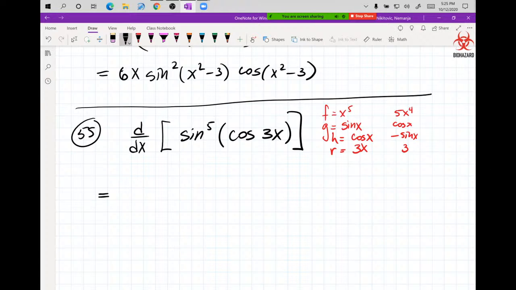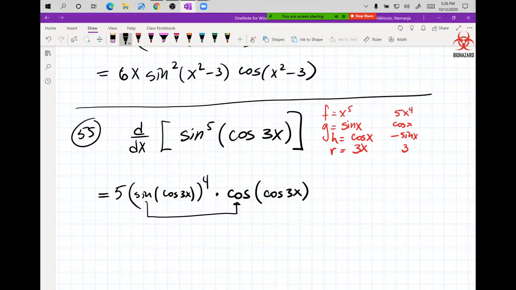Derivative of x to the 5 is 5x to the 4th. Now, what is x? It's this sine of cosine of 3x. Now we need the derivative of sine. Derivative of sine is cosine, but we have to plug in cosine 3x. So we took the derivative of sine, which is cosine, and then its guts are here. And then we take the derivative of the inside now. That's going to be negative sine, and then use the 3x copied, and finally times 3.